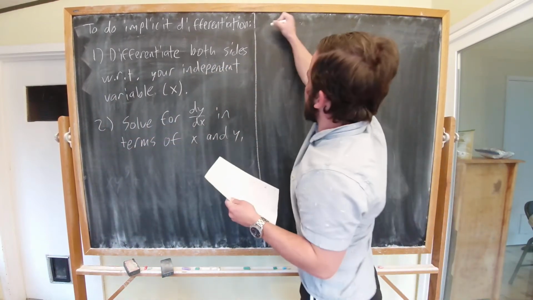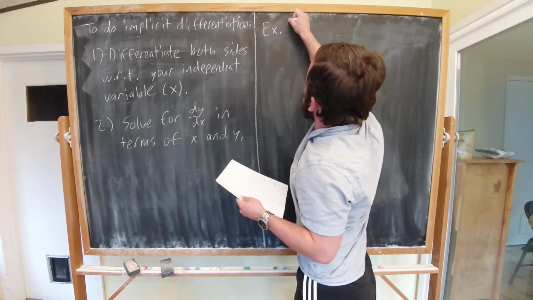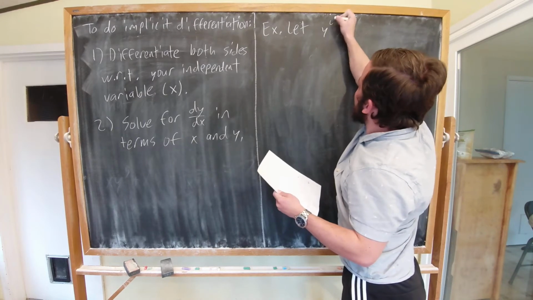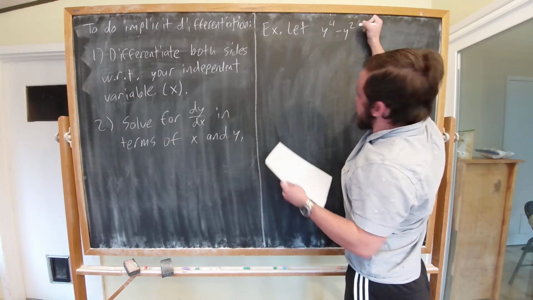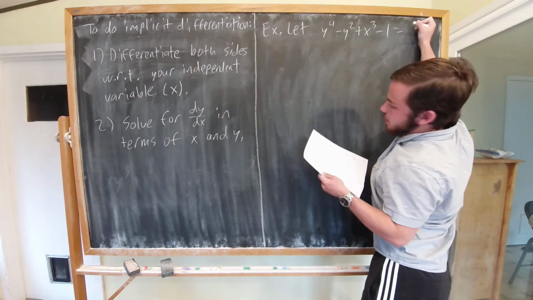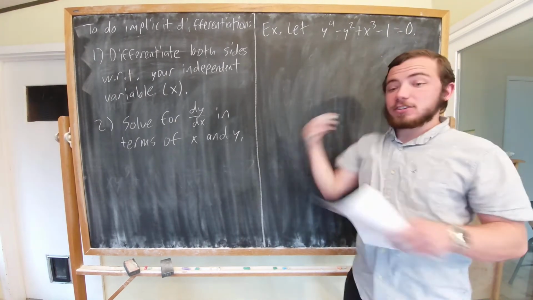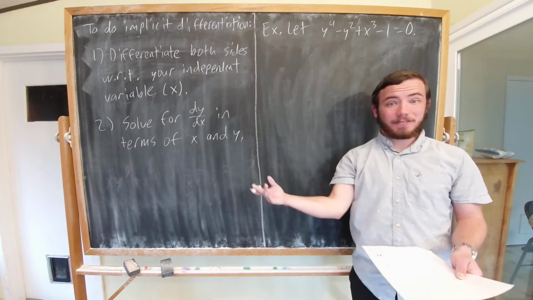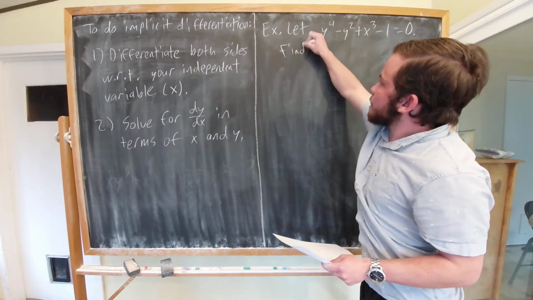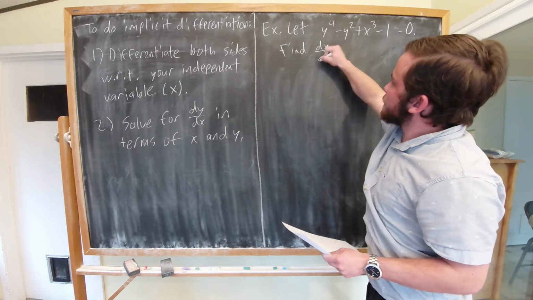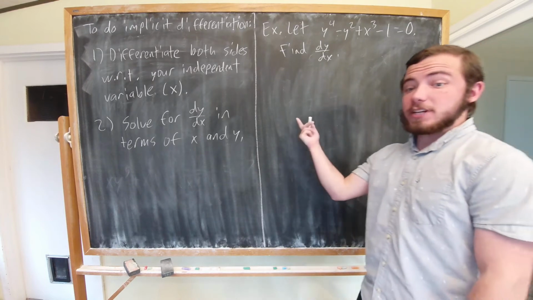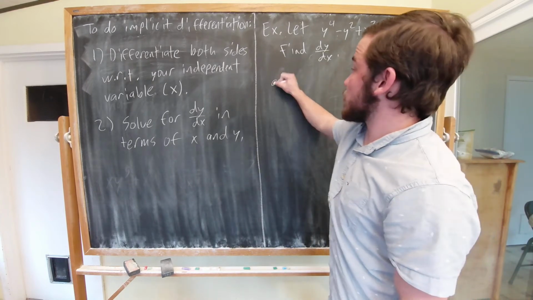All right. Let's let y to the fourth minus y squared plus x cubed minus 1 equal 0. And our classic objective, let's find dy/dx. All right, to find dy/dx, I'm going to take the derivative with respect to x on both sides.